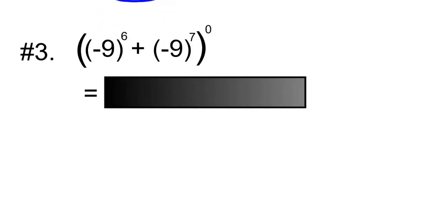And for question number 3, all in brackets, negative 9 to the 6 plus negative 9 to the 7, to the power of 0. Remember the rule: with any exponent to the power of 0, the answer is always going to be 1, and everything in the brackets applies to the 0, so your answer will simply be 1.